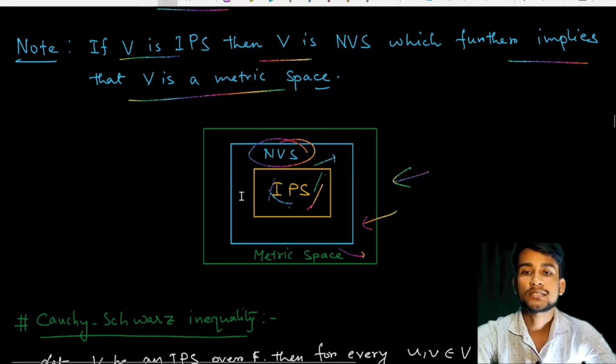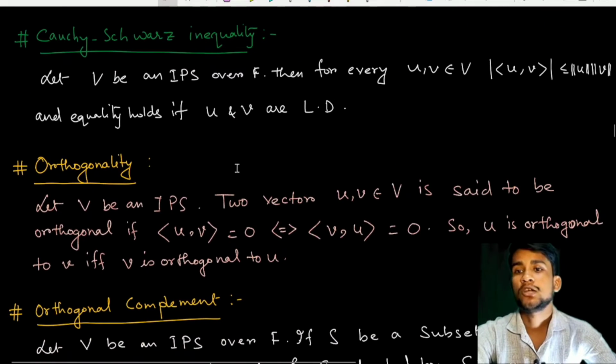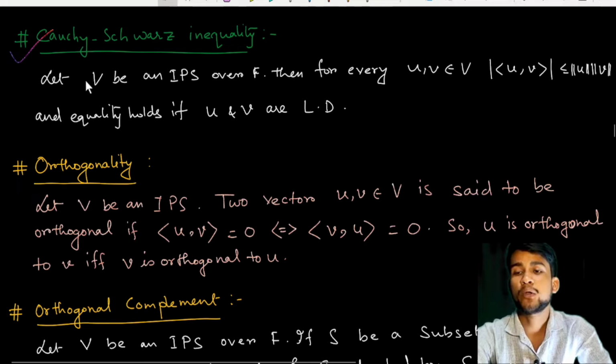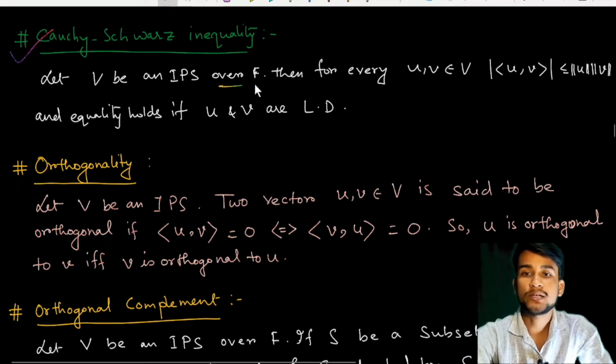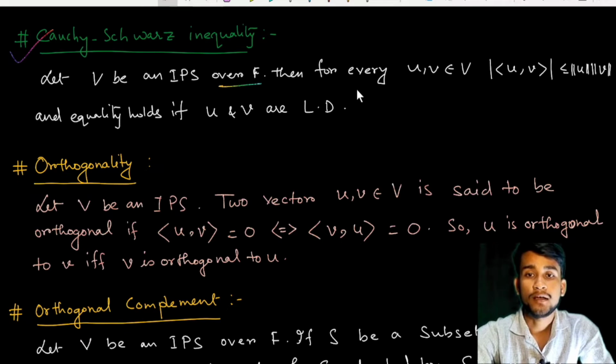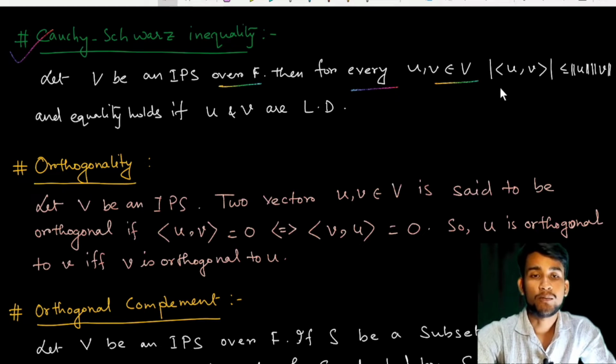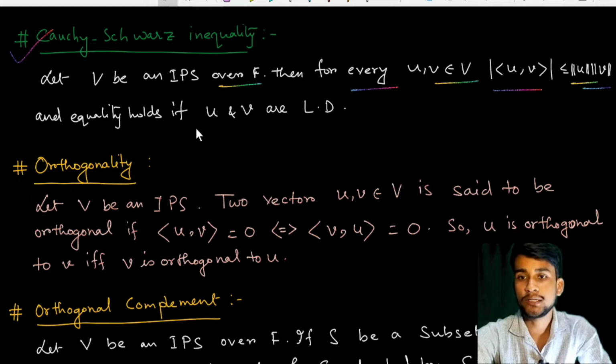Now let us come to an important inequality, which is the Cauchy-Schwarz inequality. This is a very important inequality. Let B be an inner product space over F. Then for every U, V belongs to B, the modulus of the inner product of U and V is less than or equal to the norm of U times the norm of V, and equality holds if and only if U and V are linearly dependent. So this is a very important inequality.